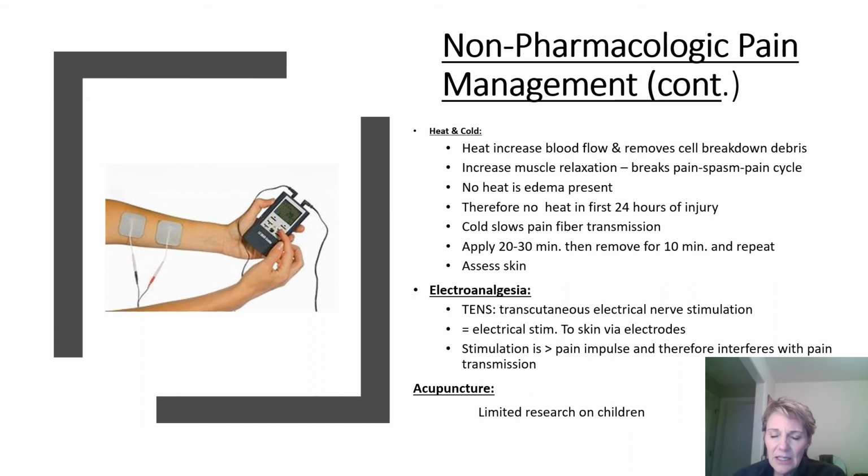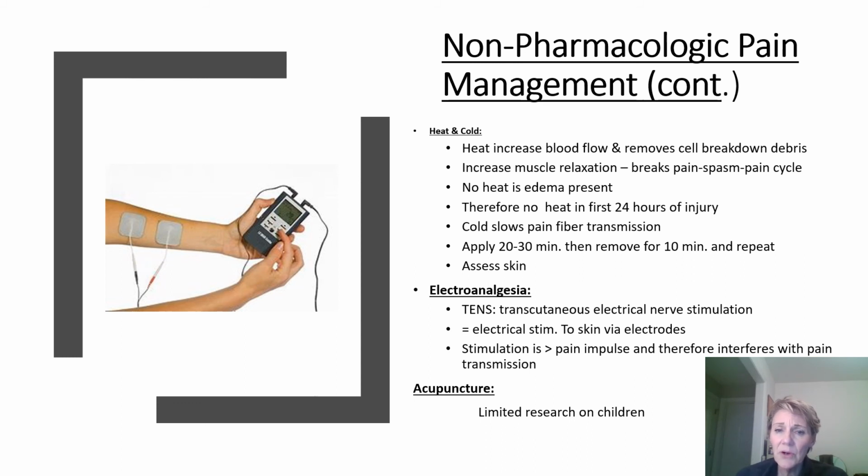Additionally, when it's an injury that has caused that sort of pain, we want to ice first. Ice will cause vasoconstriction, and will limit bleeding and swelling to an area. Once the first 24 hours is up, then as long as there's no edema or swelling present, we will go ahead and switch to the heat.